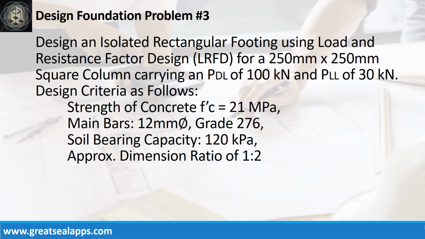Design an isolated rectangular footing using load and resistance factor design for a 250 mm by 250 mm square column carrying an axial dead load of 100 kN and axial live load of 30 kN. Design criteria are as follows: strength of concrete 21 MPa, main bars 12 mm bar grade 276, soil bearing capacity 120 kPa, approximate dimension ratio of 1:2.